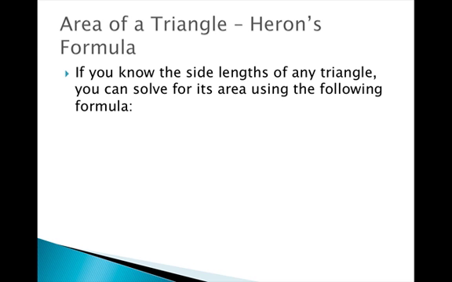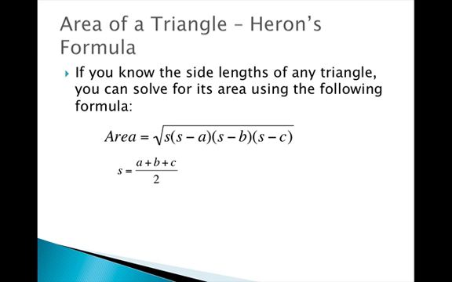And that's an area of any triangle. And this formula is that if you know the side lengths of any triangle, you can solve for its area using the following formula. And that is the area equals the square root of S times S minus A times S minus B times S minus C, where S equals A plus B plus C divided by 2. So as long as you have all three side lengths, you can use this formula. It's called Heron's formula to solve for the area of any triangle. So for example, we have triangle ABC. Let's say we have side lengths 12, 15, and 9.